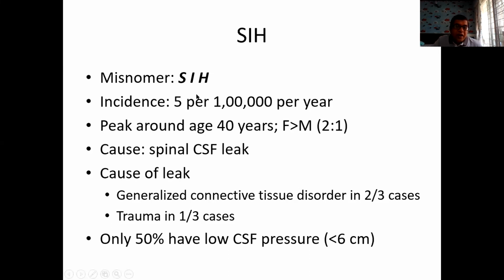And then the third is hypotension. Actually, if you measure the CSF pressure, only 50% will have low CSF pressure, by definition less than 6 centimeters of CSF. So this is a misnomer actually. It is not spontaneous, it is not intracranial, it is not hypotension. It is a syndrome which is seen in about 5 in 1 lakh. Around 40 years is the peak, more common in females. And as I said, the cause is spinal leak.